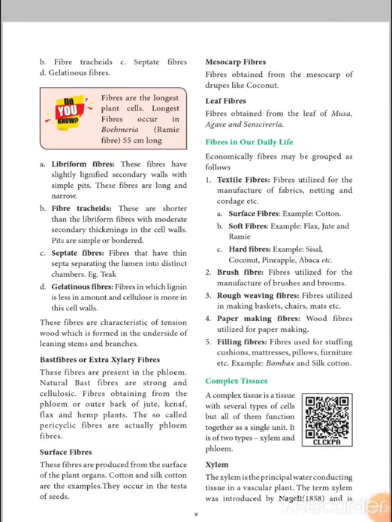Next one is the surface fibers. These fibers are produced from the surface of the plant organs. Cotton and silk cotton are the examples. They occur in the testa of seeds. Mesocarp fibers. Fibers obtained from the mesocarp of drupes like coconut. Leaf fibers. Fibers obtained from the leaf of Musa, Agave, etc.